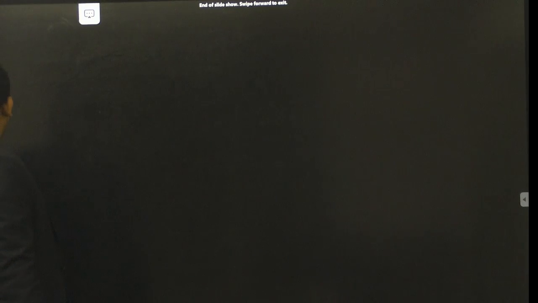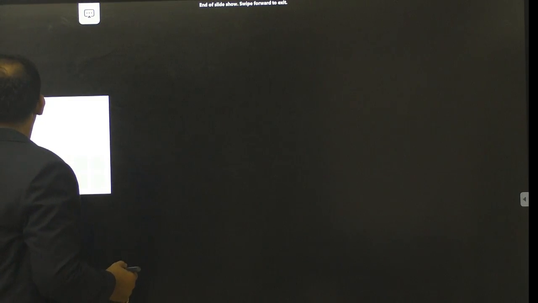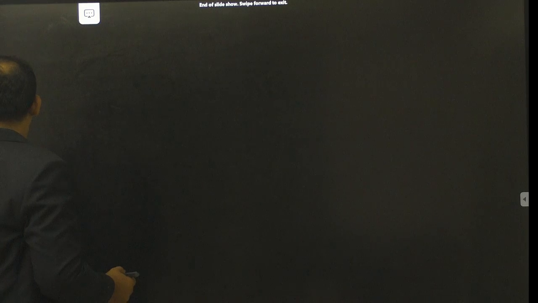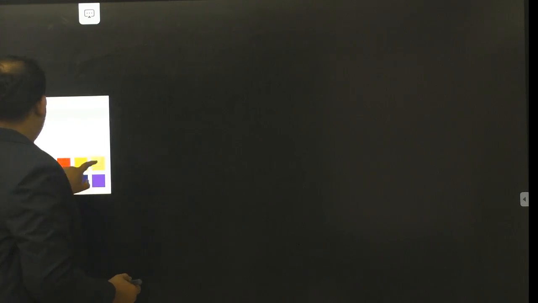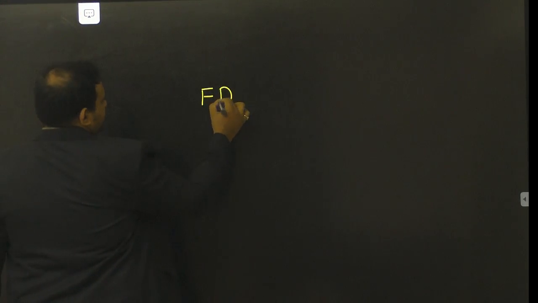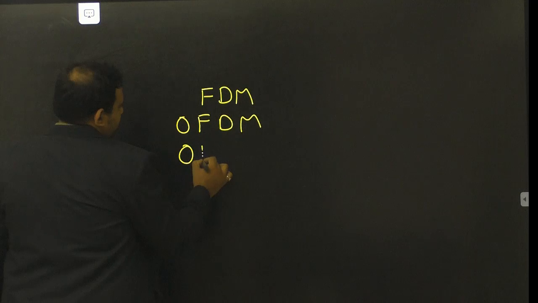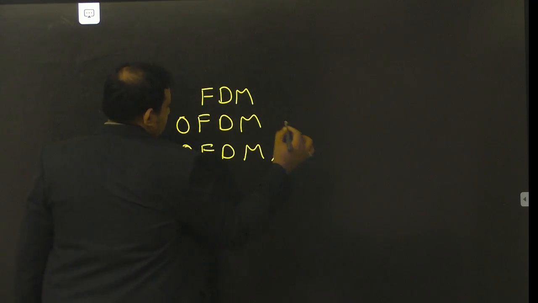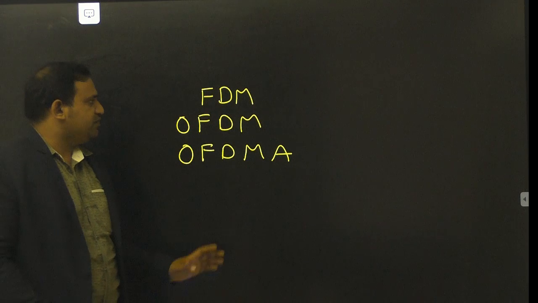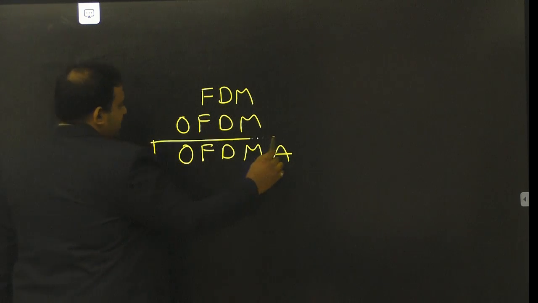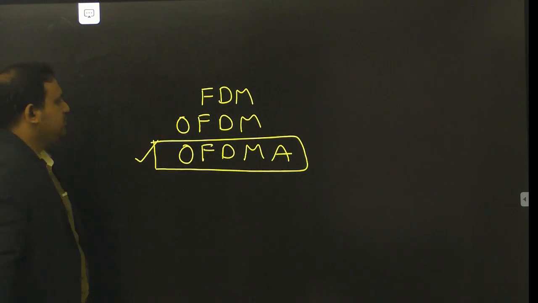Here my intention is first telling the differences between frequency division multiplexing, orthogonal frequency division multiplexing, and orthogonal frequency division multiple access. It is a better way to learn about the concept of OFDMA. Okay, thank you.